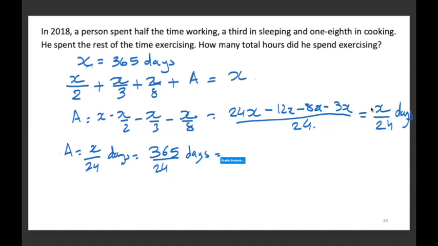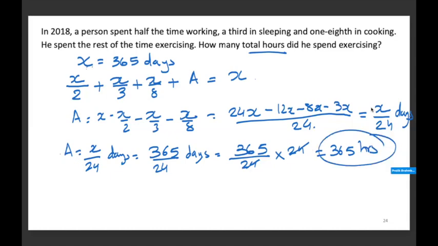I also have to find hours. I don't want it in days. So I convert the days to hours, which is 365 upon 24 into 1 day's 24 hours, which comes to 365 hours. Okay. The answer is 365 hours.